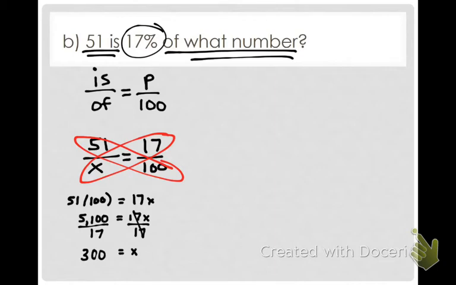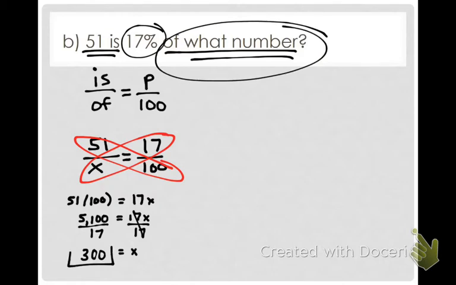Now let's go back to the original question that it asked us. 51 is 17% of what number? Should my answer be 300%? No. If you look back at the question, it says of what number. It does not ask me of what percent. So your answer is 300.